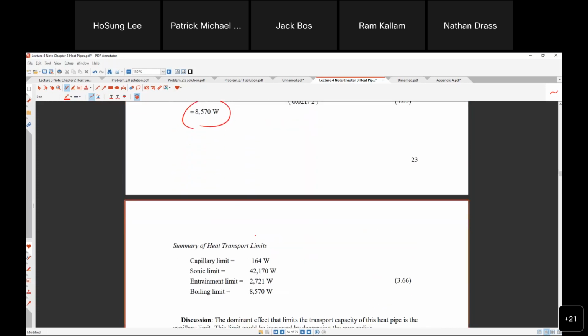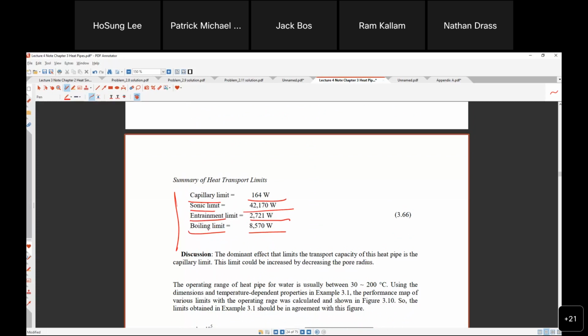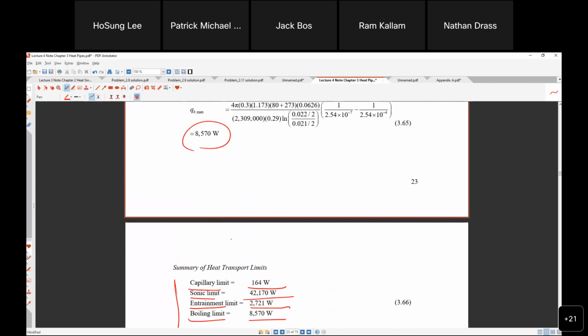So in total, this is a summary. Capillary limit is 164. Sonic is 42,000. Entrainment is 2.7 thousand, boiling limit 8.5 thousand. So what is the interpretation now? Anyone? How can you interpret? Although these are the requirements, everything looks good, but do you want to say something? What is actually the limitation?